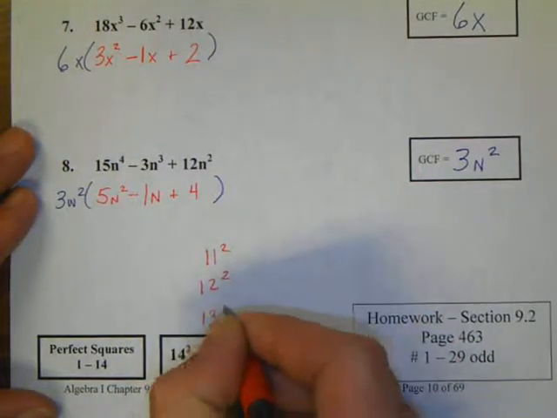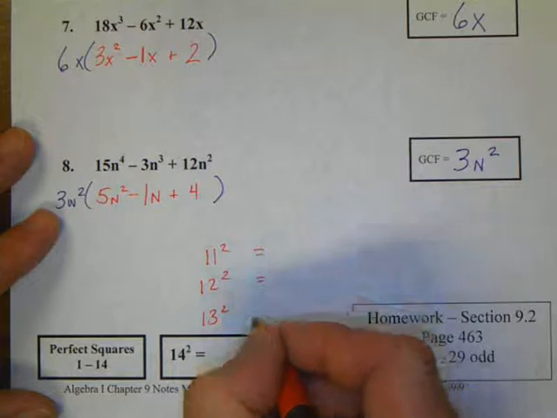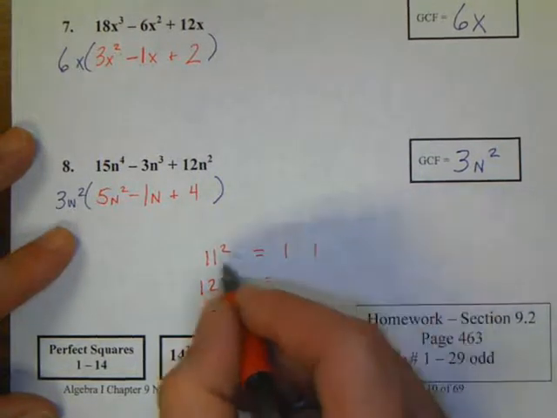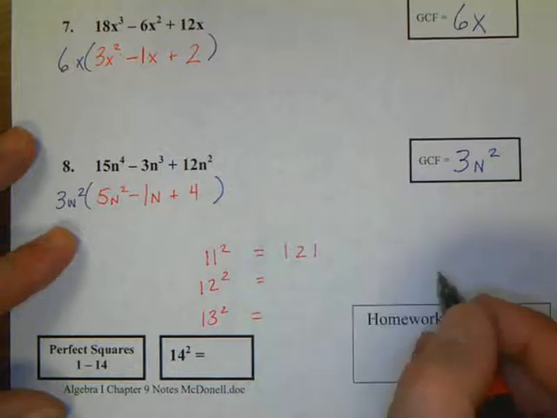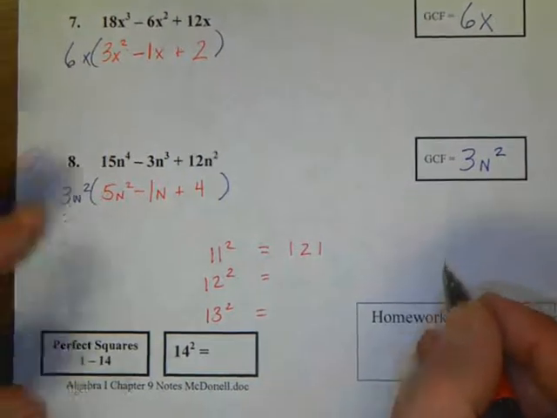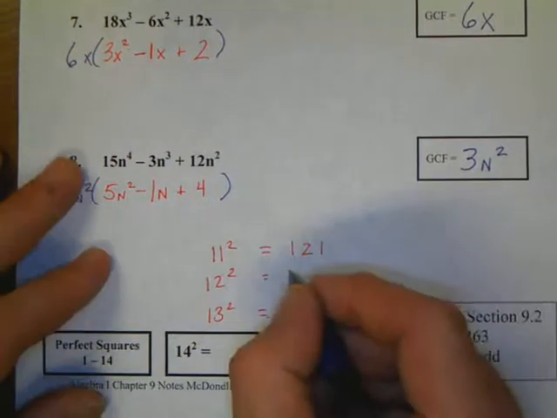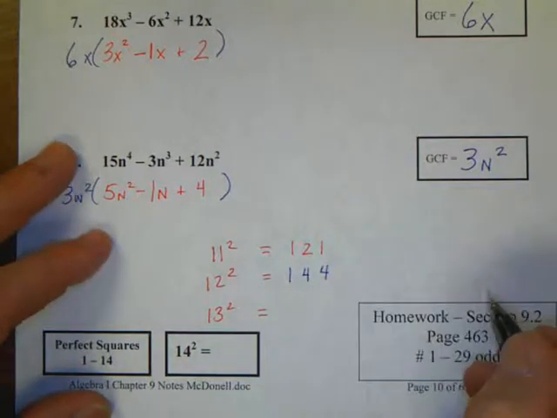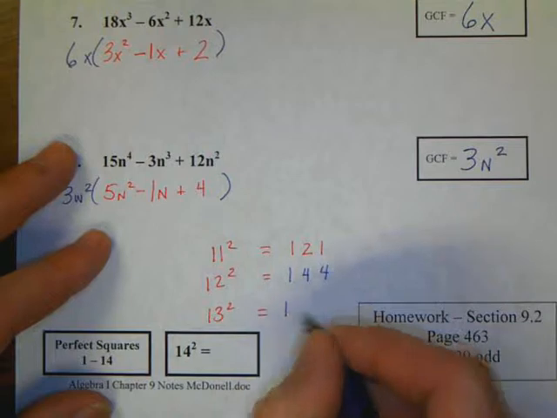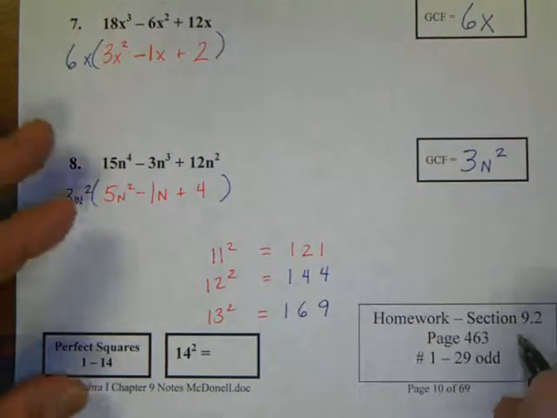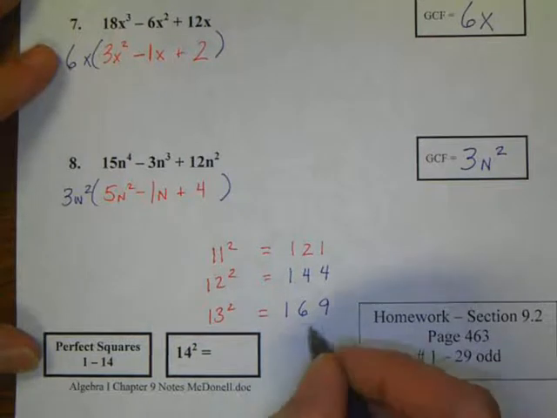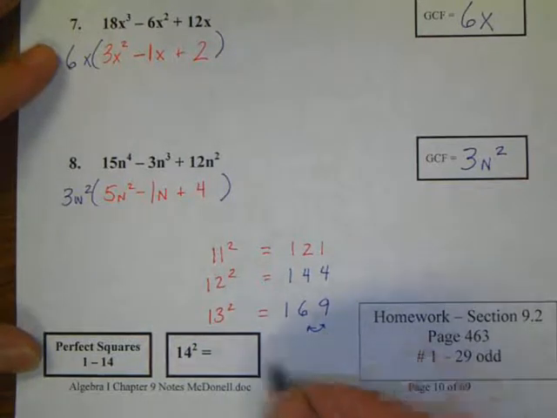Now we're going to do a little review of our perfect squares. If you remember yesterday, we had 11 squared, 12 squared, and 13 squared, and we learned some tricks there. Let's review those 3 tricks. 11, 1 times 1 is a 1, and 1 plus 1 is a 2. So 11 squared is 121. 12 squared, 2 times 2 is 4, and 2 plus 2 is 4, so that's 144. 13 squared, 3 times 3 is a 9, and 3 plus 3 is a 6.